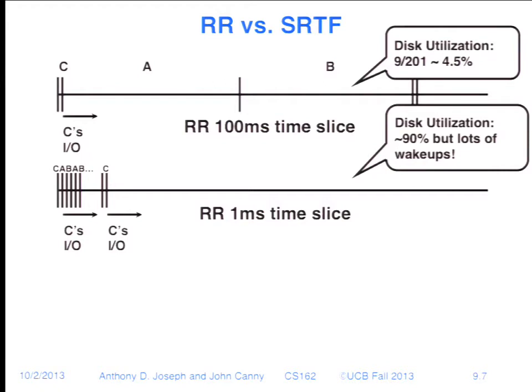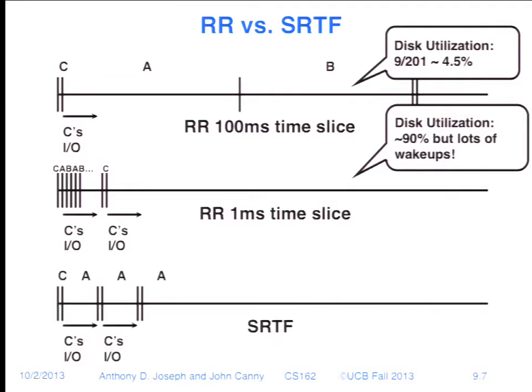The downside is that you do have those additional context switches. At 1 millisecond, that's 1,000 context switches a second. Not too bad, not too big a problem these days, though. In fact, not really atypical.